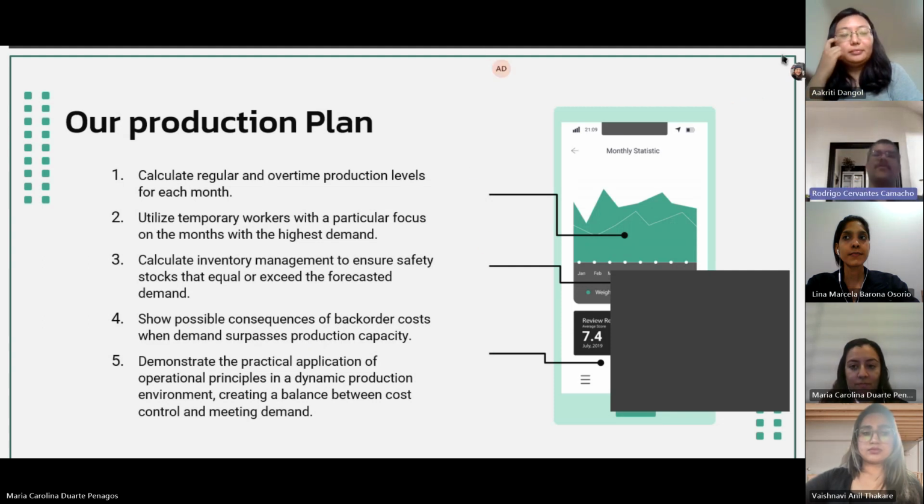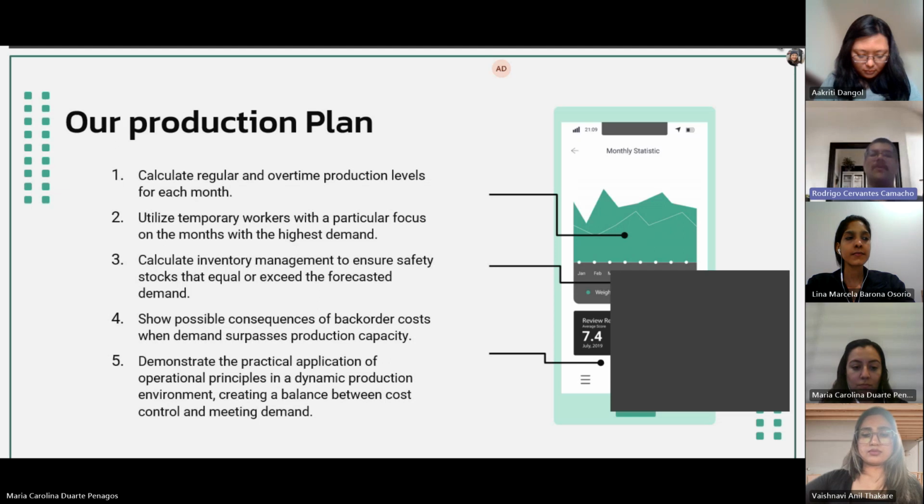Thank you, Akriti. In our comprehensive production plan, we implemented several key strategies to optimize our operations. The first one was regular and overtime production levels. We meticulously calculated both regular and overtime production levels for each month to ensure that we meet customer demand without overworking our workforce. This allows us to maintain a balance between efficiency and cost control. The second was the utilization of temporary workers. We strategically employ temporary workers. This flexible labor approach ensures that we have the necessary workforce during our peak periods.